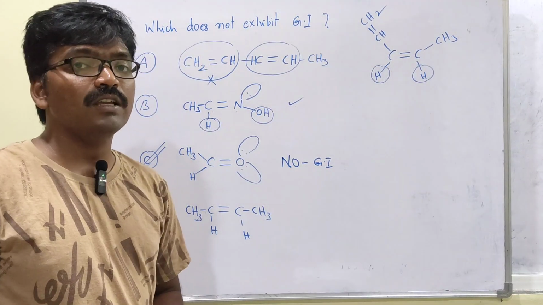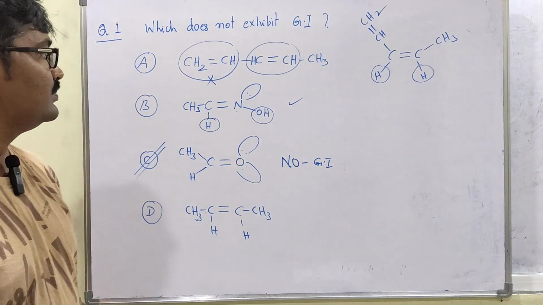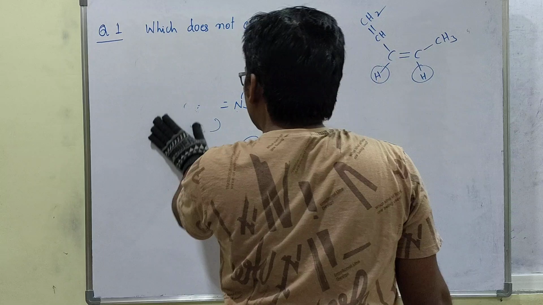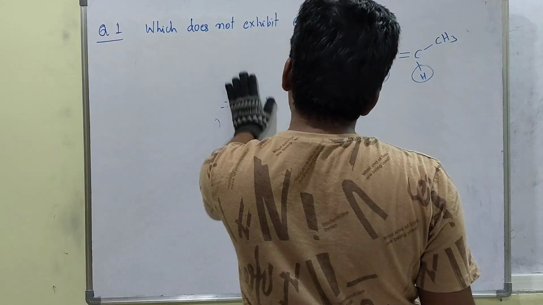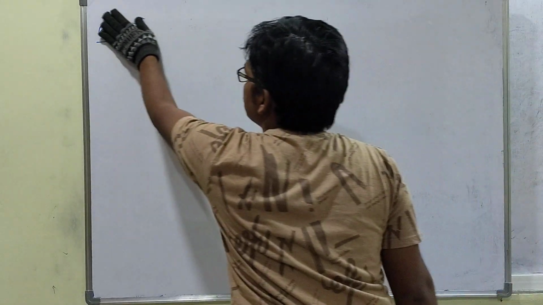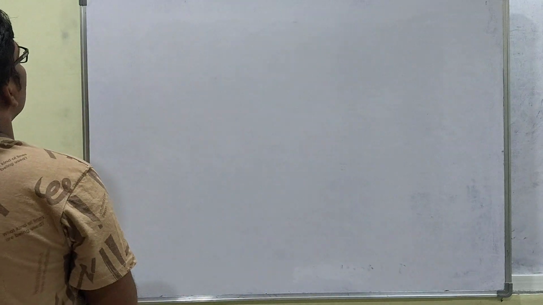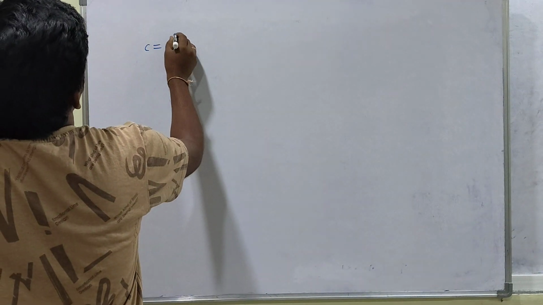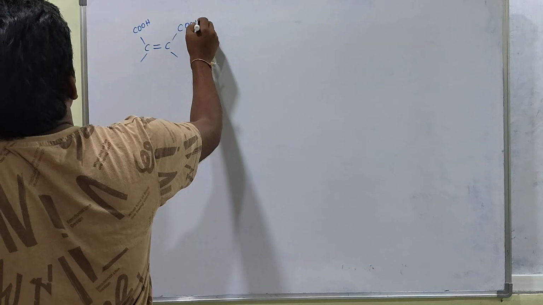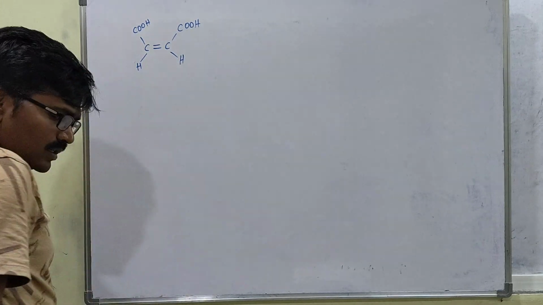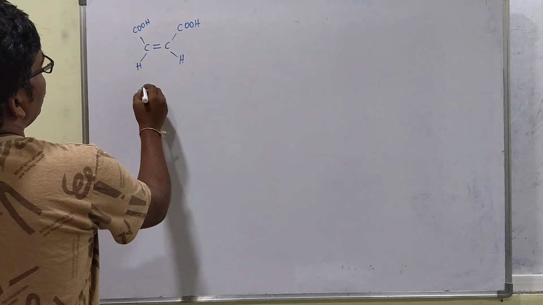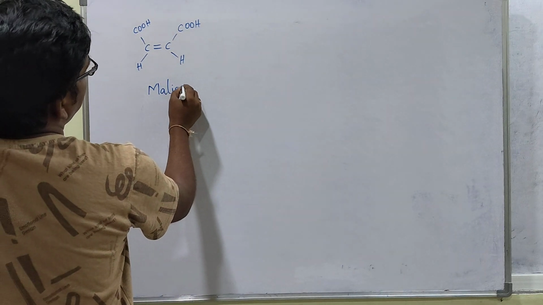So such types of questions they are asking: which can exhibit, which cannot exhibit, you have to understand. Which can exhibit geometrical isomerism, which cannot exhibit geometrical isomerism? Such questions they are asking. See, in cis-trans isomerism, sir, one more important compound, that is C double bond C, COOH, then COOH, H, then H, like this. That is what we call maleic acid.